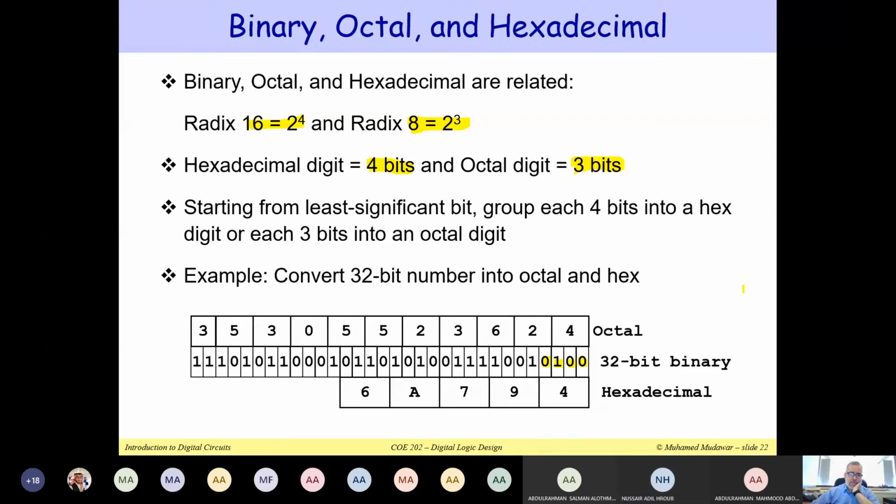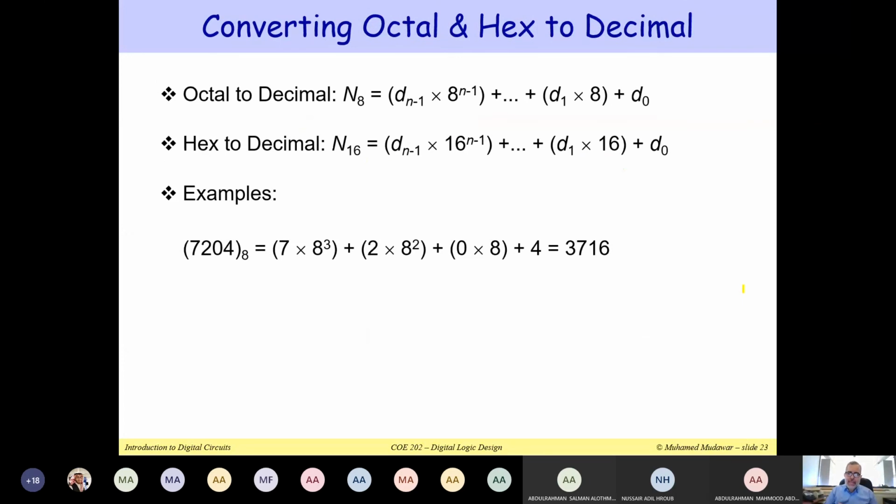0001. 1. Okay, next we have 1011. This is 11. What is 11? B. And finally, we have 1110. E. Yes, it's 14. It is E. Exactly. Good. So now you understand how we can do these conversions quickly between octal, hexadecimal, and decimal.